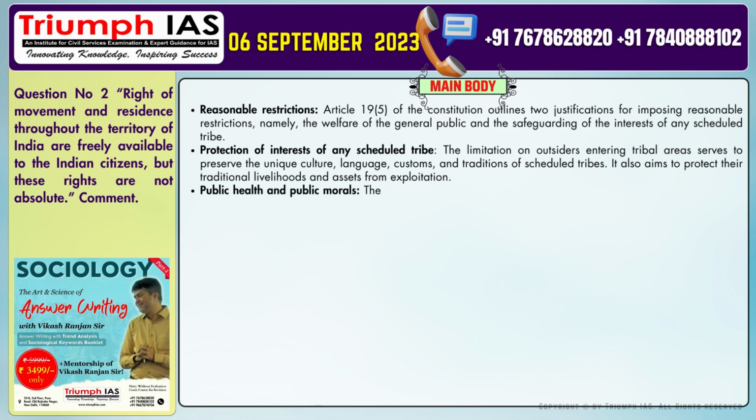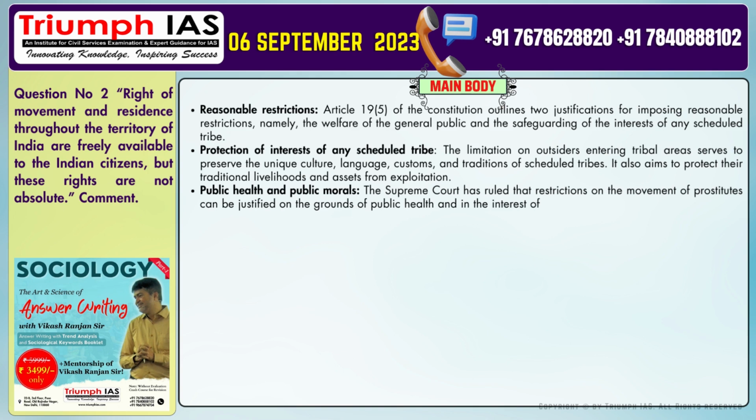Public health and public morals. The Supreme Court has ruled that restrictions on the movement of prostitutes can be justified on the grounds of public health and in the interest of public morals. Additionally, the Bombay High Court has upheld limitations on the movement of individuals affected by AIDS.